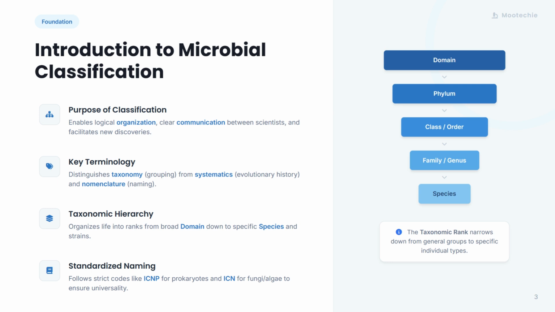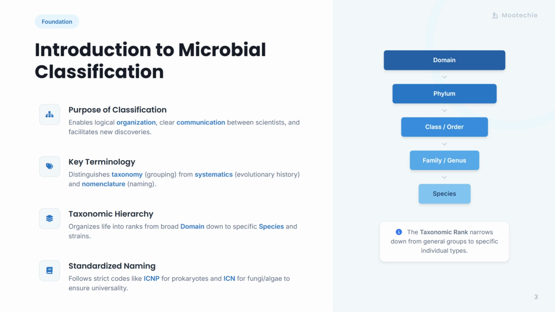Standardized naming. Follows strict codes like ICNP for prokaryotes and ICN for fungi and algae to ensure universality. These international codes prevent confusion, ensuring that Escherichia coli refers to the exact same bacterium everywhere in the world. The pyramid graphic illustrates this hierarchy visually, starting broadly with domain, then narrowing down through phylum, class or order, family or genus, and finally to the most specific level, species.